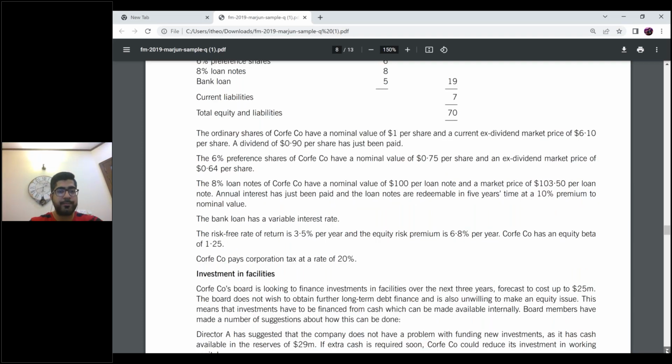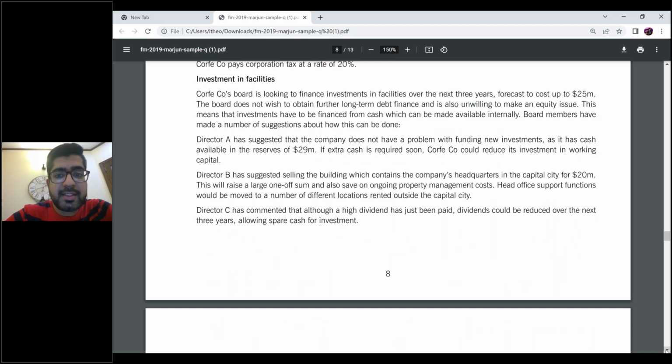Investment and facilities. The Corfez board is looking to finance investment and facilities over the next 3 years, forecast to cost up to $25 million. The board does not wish to obtain further long-term debt finance and is also unwilling to make an equity issue. So the board is not wishing to raise debt and not wishing to raise equity. This means investments have to be financed from cash which can be made available internally. Obviously, if you are not planning to raise cash via equity or debt, you have to raise the cash internally.